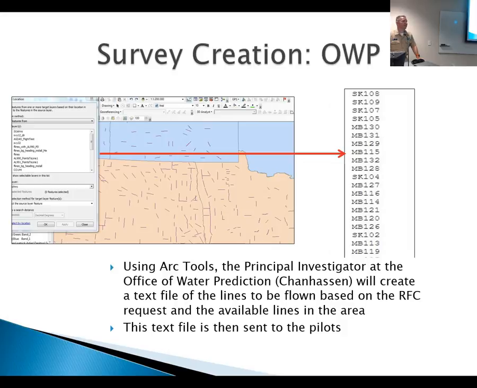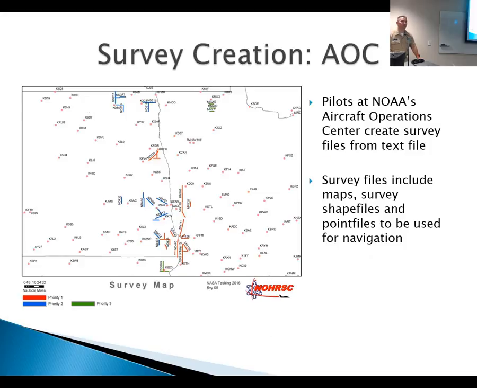So once they have the request from the RFCs, the principal investigator, Carrie Olheiser, up at the Chanhassen office, uses various ARC tools. She'll compile a list of lines that she wants flown. She'll prioritize against, you know, which aircraft we have available, how many hours they have on it, a couple other factors. She'll send that text file to the pilots. And then, because we're NOAA Corps, we're uniquely trained. You know, we don't just fly the line, we're actually kind of scientists too. So our pilots are trained to use ARC. So they take that text file and they can create these maps that help them fly it. They create state files, they create KMLs that they use actually with moving map software so they can accurately fly the lines.